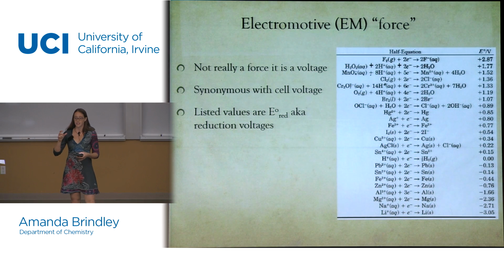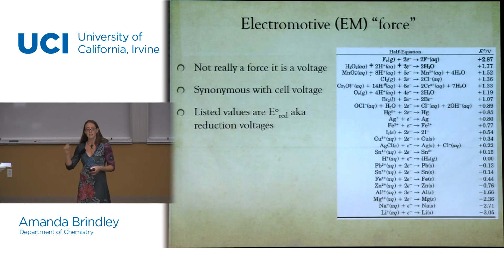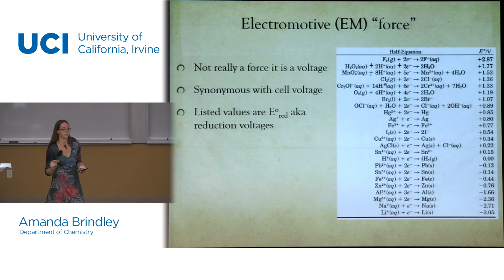And that's what you make your cell out of. If you have one thing that sort of kind of wants to be reduced, and you have one thing that sort of kind of wants to be oxidized, you'll have a much smaller cell voltage. Okay?